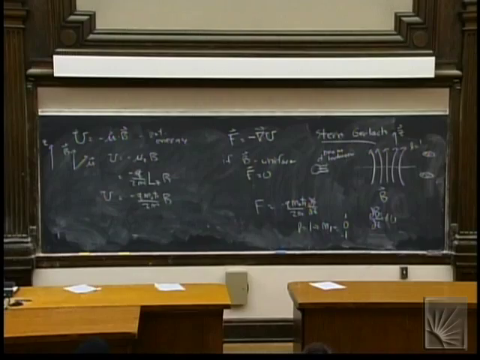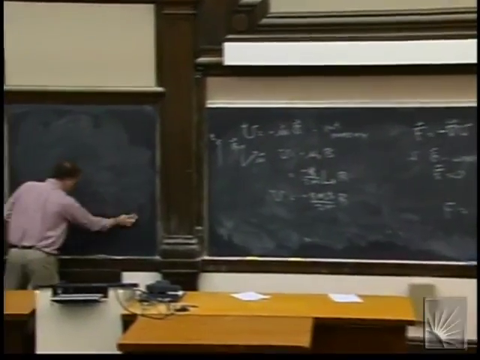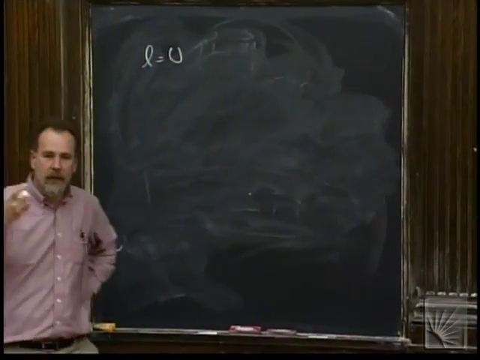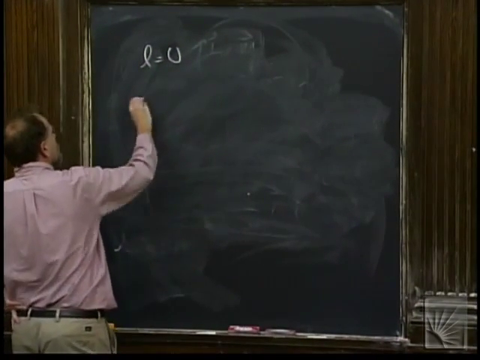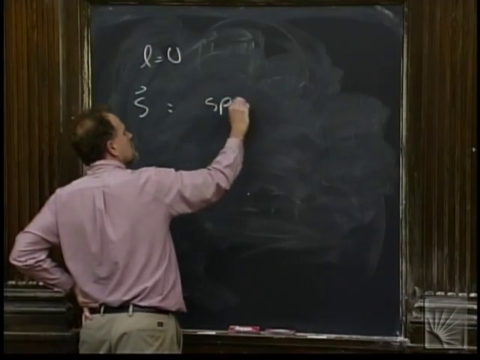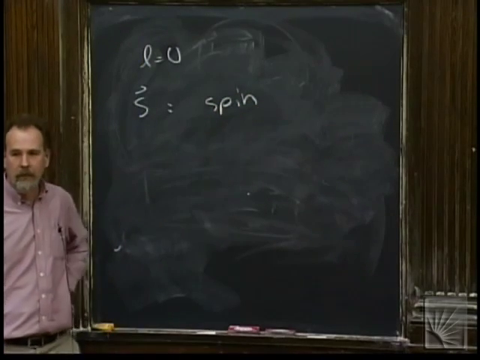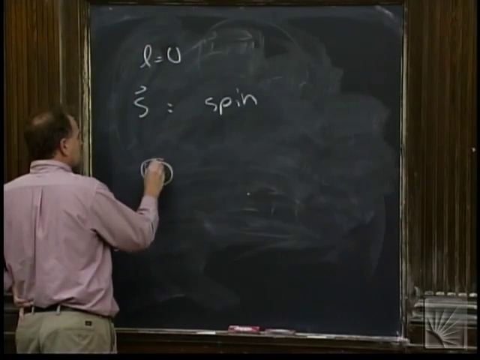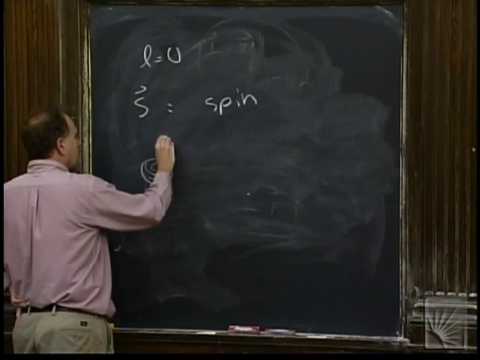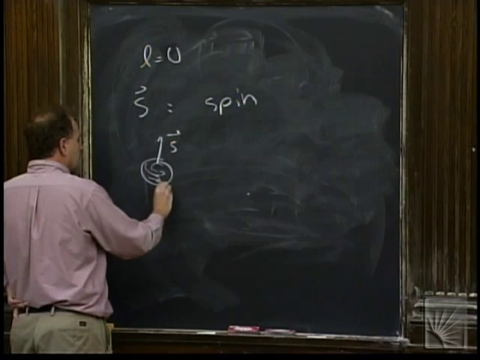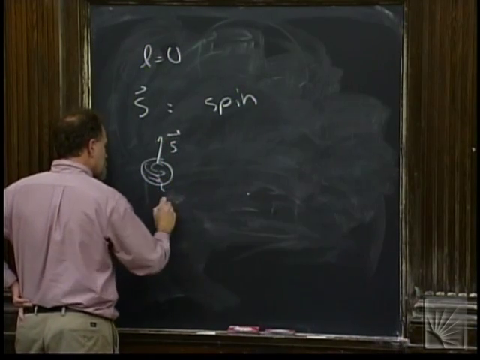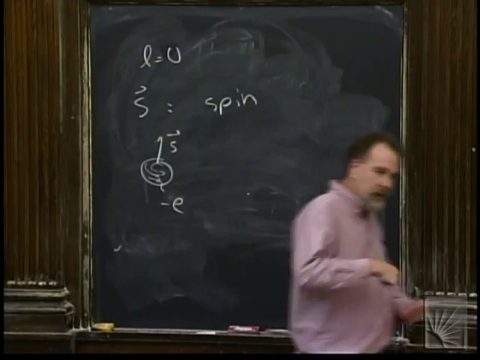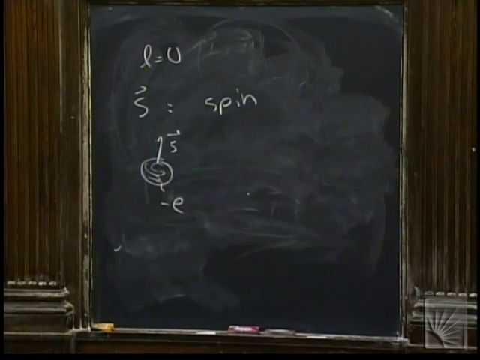What they had discovered, the answer is that in fact L equals 0, but there's another piece of angular momentum. There's S, which is the spin. Okay? So the physical microscopic picture is that the electron is this little sphere, and it's rotating, and it also has charge on it. For the electron, it's minus E, uniformly. And it's spinning, and there's a simple angular momentum associated with the spin.